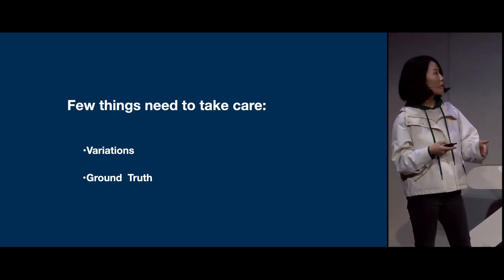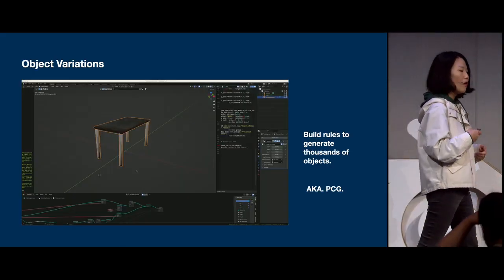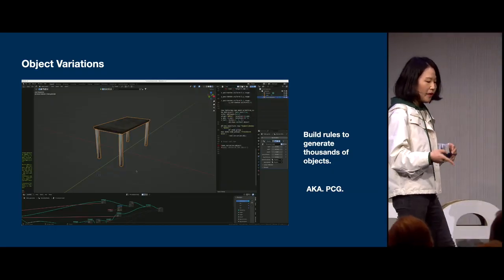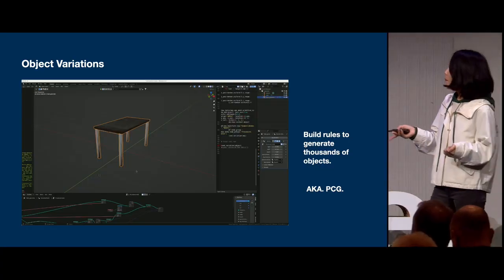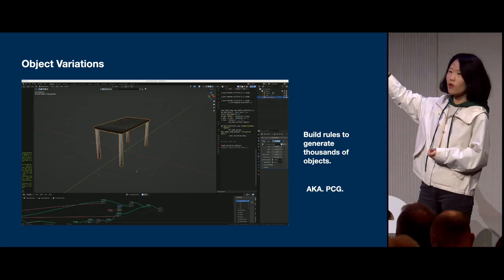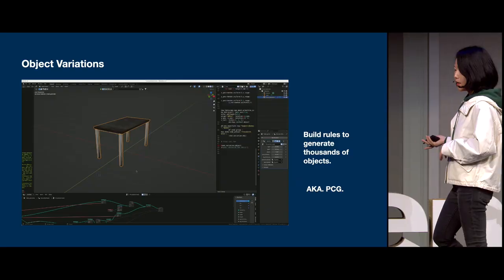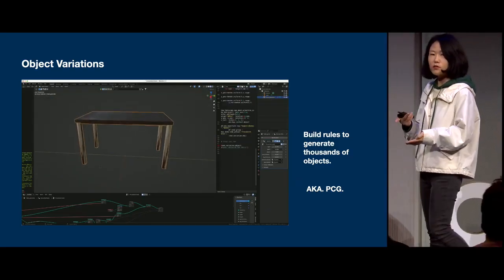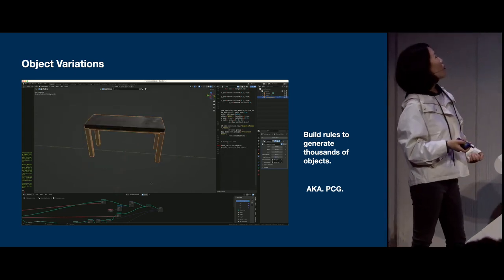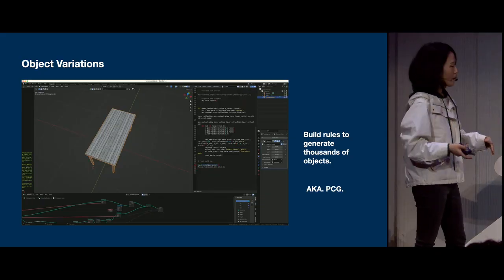And the first concept we need to understand is variation. When we are talking about teaching AI to understand this table, we don't mean giving 1 billion photos of this exact same table. So we might need to generate thousands of variations of this table, but it's better we don't do it manually. With the help of Blender geometry nodes, we can easily generate a lot of variations with a few parameters.